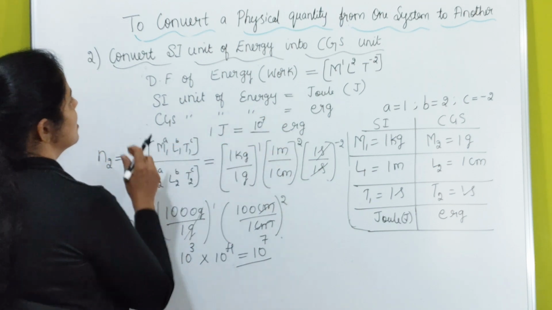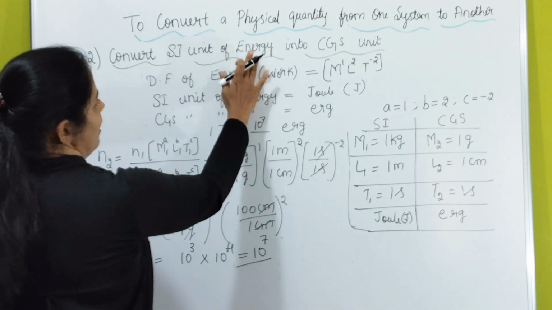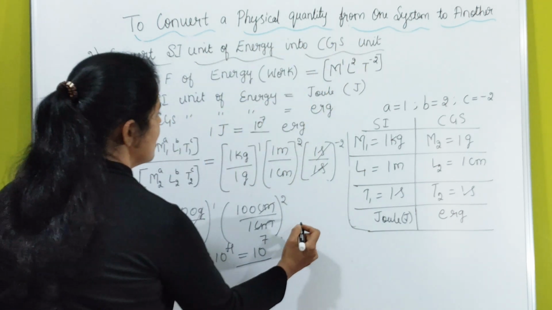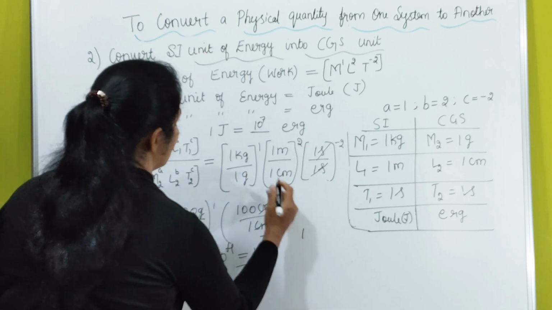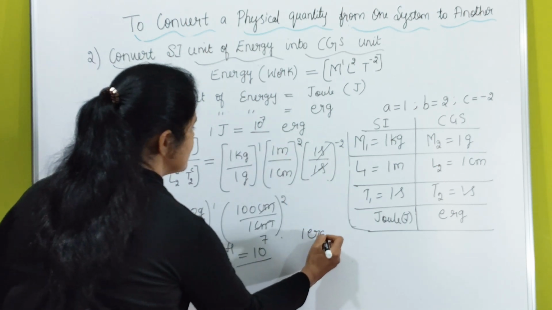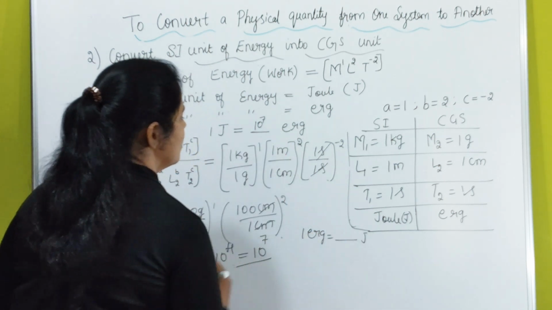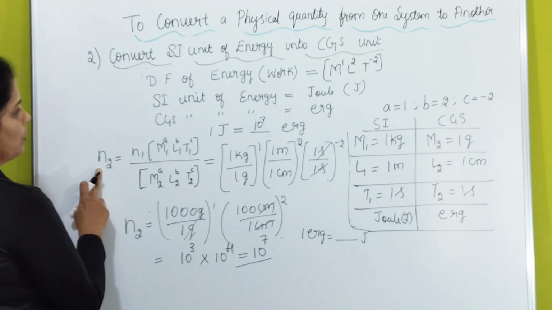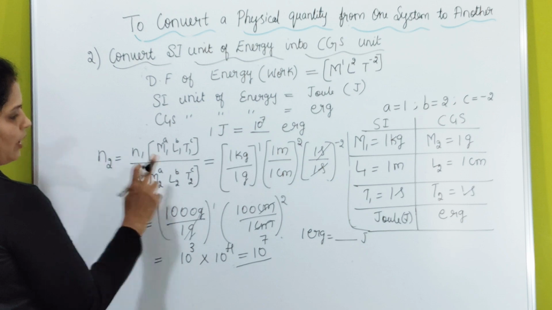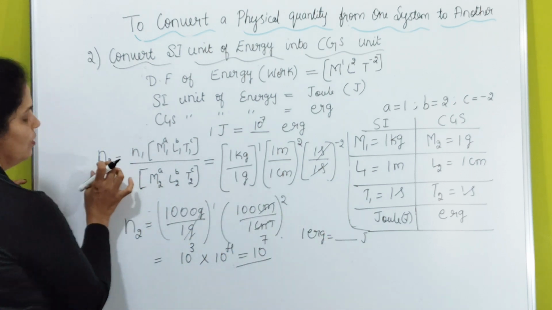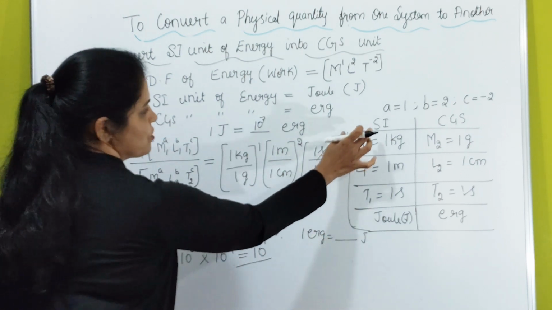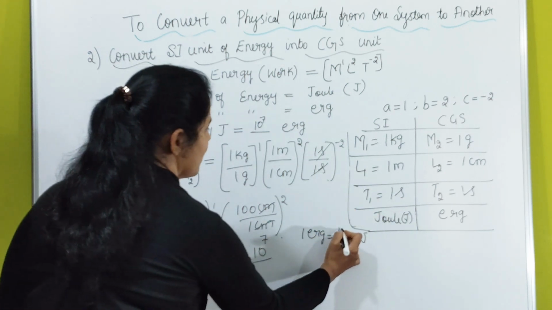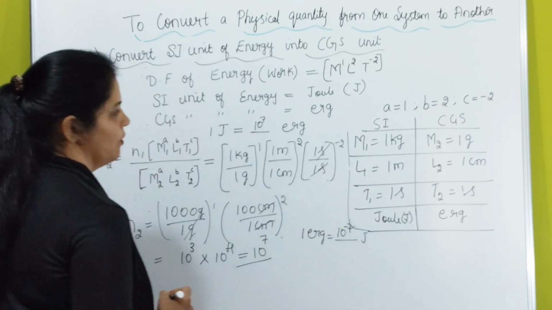If the question is to convert the CGS unit of energy into SI, that means here 1 erg is given. So 1 erg is equal to how many joule? What will be the answer? Same thing. Here you have to write N1 is equal to... Okay, so you can also write N2. But while writing you have to be careful which one is written here. So 1 erg is 10 to the power minus 7 joule.